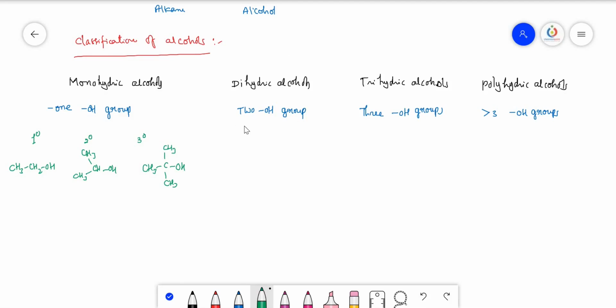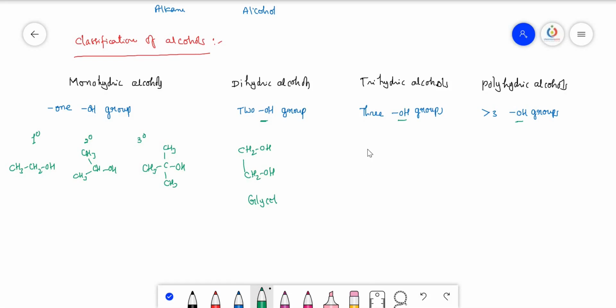Dihydric alcohols, we said that two OH groups are there. You must remember one important thing regarding the position of the OH groups: if two OH groups are placed on the same carbon atom, the molecule is unstable. So you never try to place the two OH groups on the same carbon atom. You have to place them on adjacent carbon atoms or alternate carbon atoms wherever it is possible. So let us take an example. The best dihydric alcohol is CH2OH and CH2OH, which is called ethylene glycol.